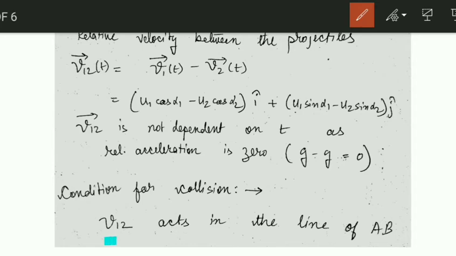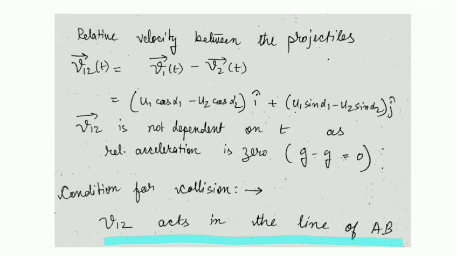Now for the condition of collision, this u12 should be in line with the line joining AB. Here this should act in the line of AB. I am telling you why. Let me go to the first slide.